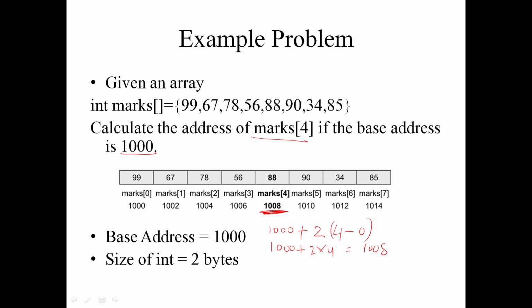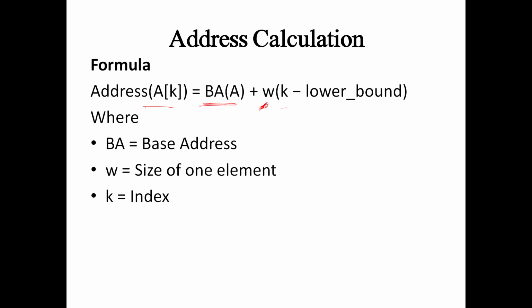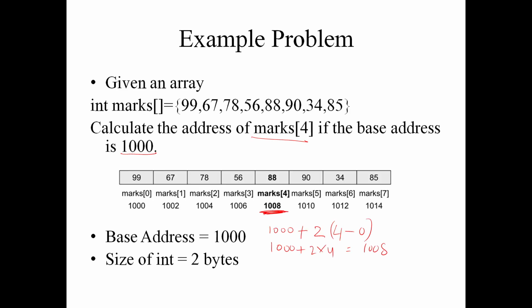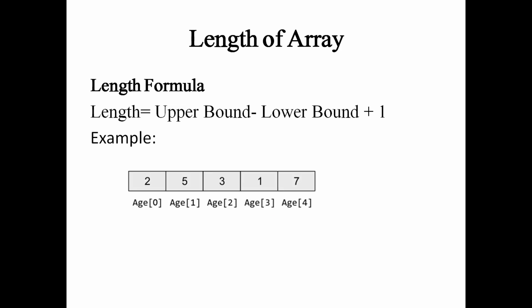We must remember the formula for calculating address. The address of any array element with index k is equal to the base address of that array plus the width of one element, which gives us the data type, into k minus lower bound, where k is the index value and lower bound always starts from 0. So that is how we calculate the address of a given array element.